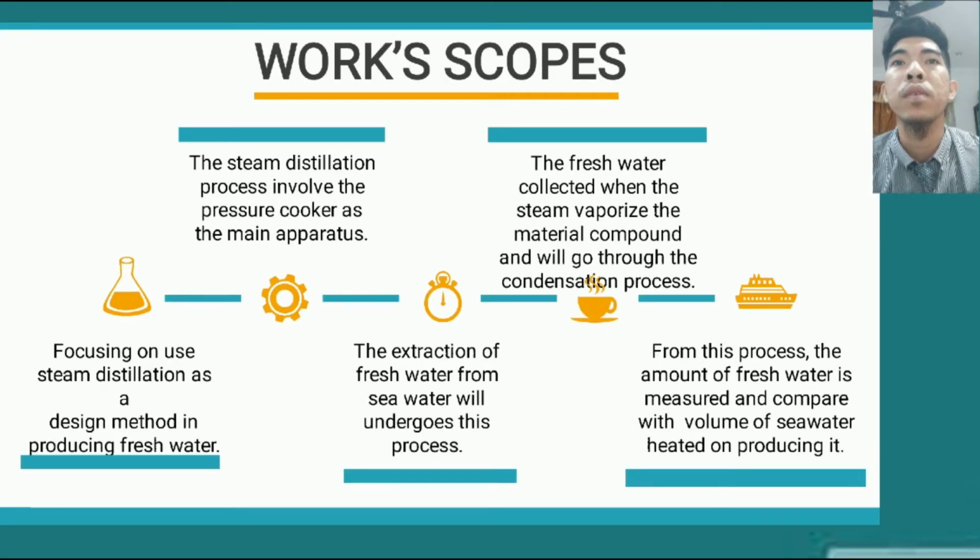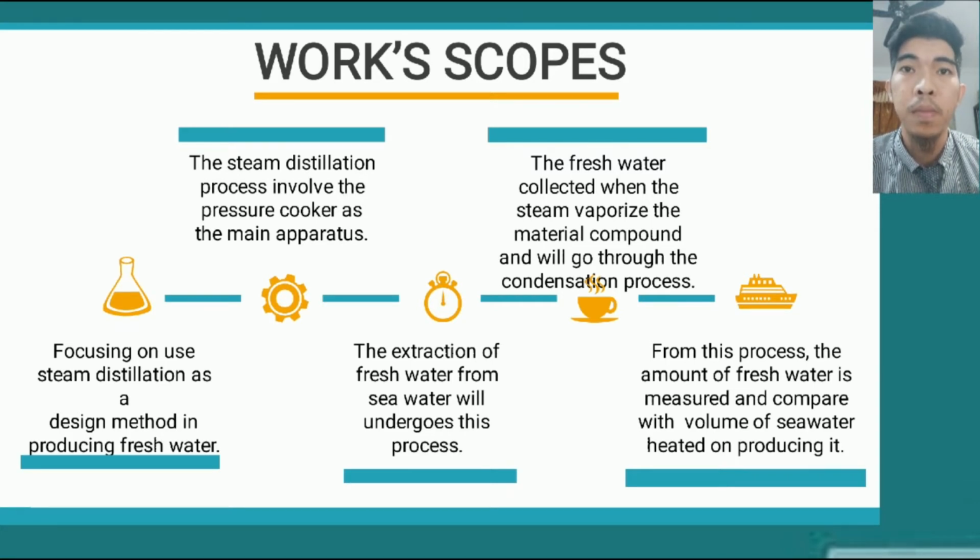Okay, we go to the work scope. The scope of work for this experiment is focusing on using steam distillation as a design method in producing fresh water. Steam distillation is a process involving the pressure cooker as the main apparatus. The extraction of fresh water from seawater will undergo this process. The fresh water is collected when the steam vaporizes the material compound and goes through the condensation process.